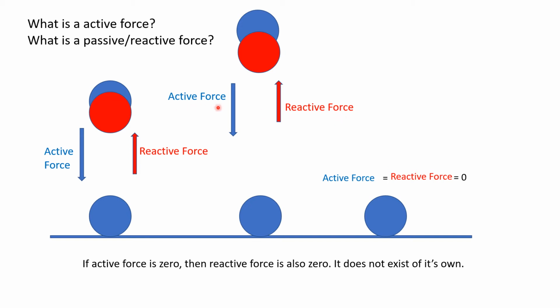So if I increase the active force, the reactive force will increase and the height of the ball from the ground will increase. Now if I don't apply any force, but I gently keep the ball on the floor, touching the floor, so my active force becomes 0, it will not happen that the ball will bounce up.